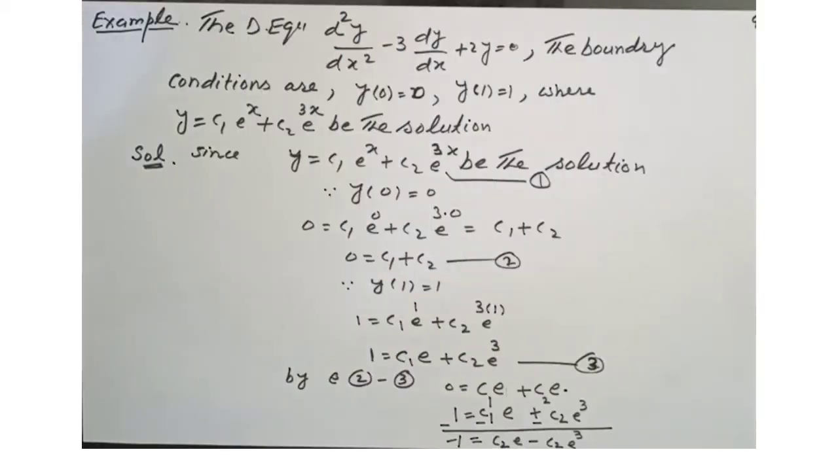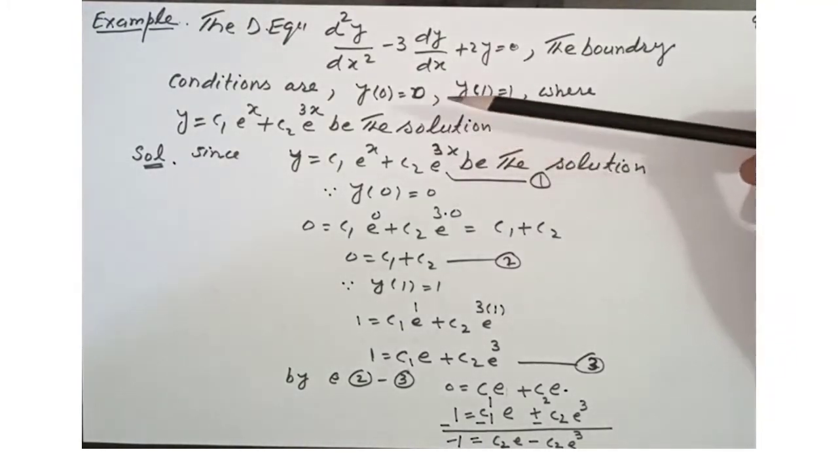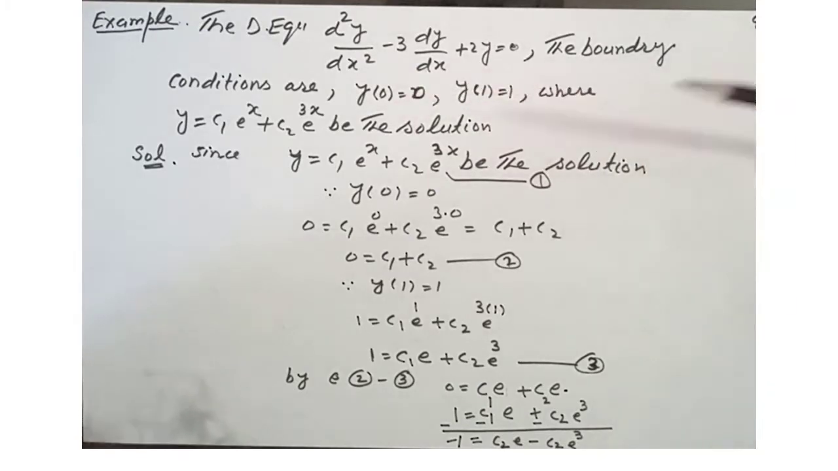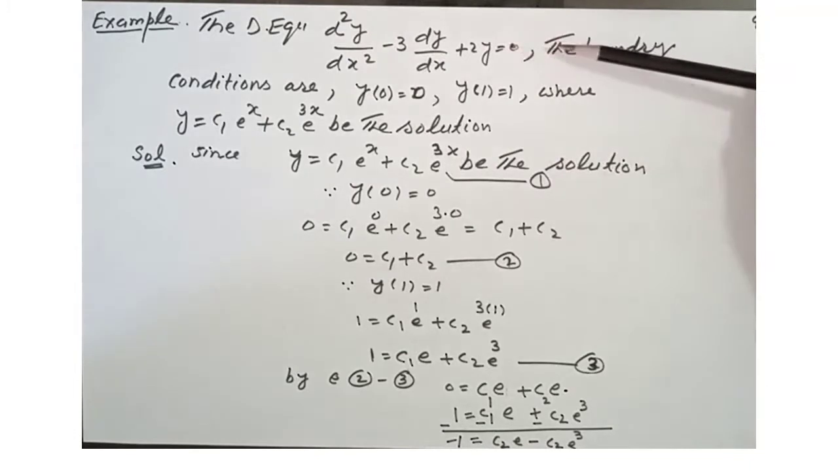Now I am giving you an example of boundary conditions. Boundary conditions are conditions on the solution at more than one point. You see, we have two conditions, y(0) equal to 0 and y(1) equal to 1. So this problem is a boundary value problem.